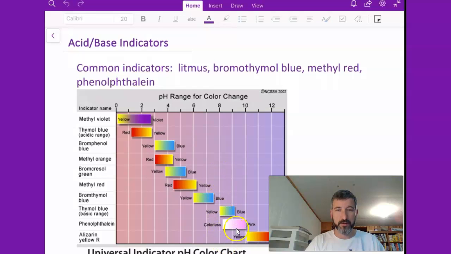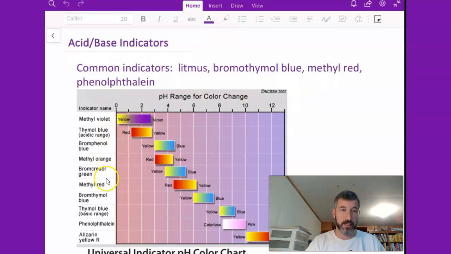So if you put some phenolphthalein into lemon juice, lemon juice is acidic, like most fruit juices are acidic. That pH is going to be somewhere down here around 4, maybe 5, just depending on the strength of it. And so that means the phenolphthalein is going to be colorless. If you put it into dish soap or window cleaner or drain cleaner, something that's got a higher pH of around 9 or 10 or 11, it's going to be pink. And so phenolphthalein can be used to indicate whether something is acidic or basic.